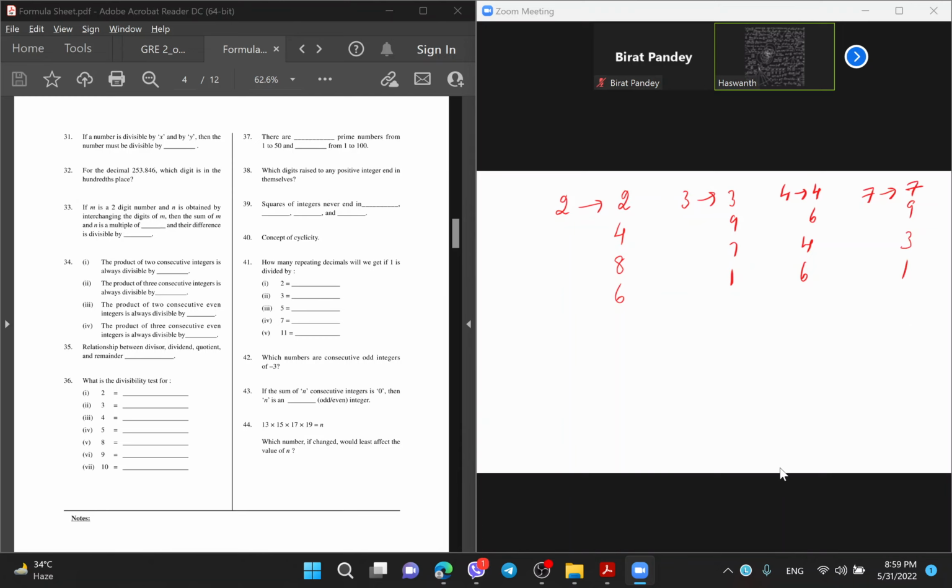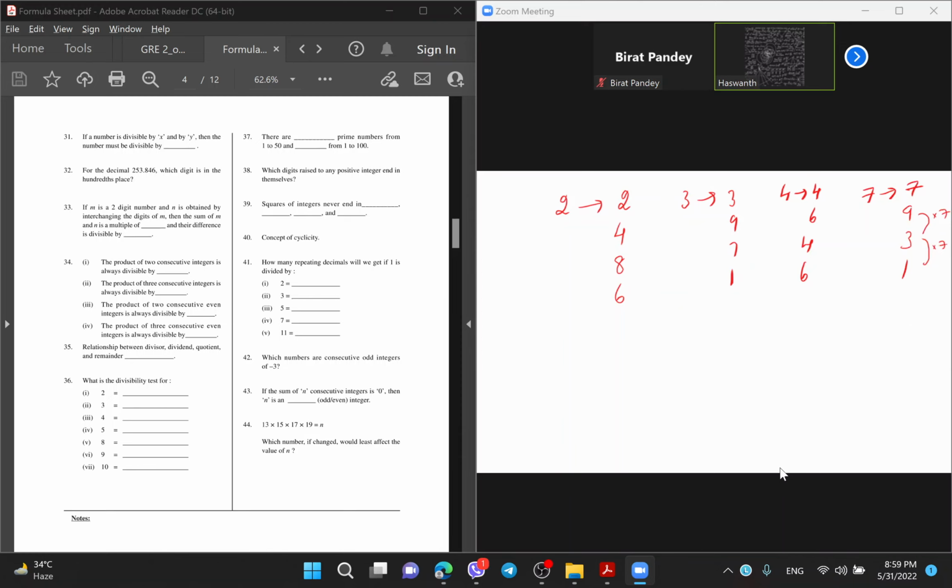First, take 7. 7 into 7, 49, will end in 9. Now after that, if you need the next one, no need to multiply the entire number. No need to multiply 49 into 7 and say 343. Whenever you are finding the units digit, at every step consider the units digit of those respective numbers only. 7 into 7, 49. 49 is ending in 9. Then 9 into 7 is 63. 63 will end in 3. Then 3 into 7 is 21. 21 will end in 1.